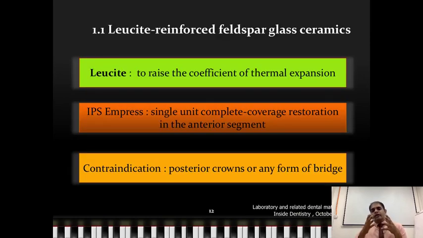So this glass ceramic has two subtypes. One is lucite reinforced feldspar glass ceramic. It is glass, silica and quartz mixed with feldspar, and it has lucite inside. The lucite is incorporated into this subtype to raise the coefficient of thermal expansion. But literally this variety has lesser compressive and flexural strength. Therefore the system derived from this classification, known as IPS Empress, is mostly used for single unit complete coverage restoration in the anterior segment. Posterior, it is not that recommended because of the strength issue.